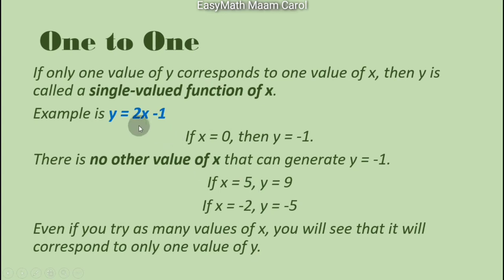Now, if x is equal to 5, pag pinalitan mo daw yun ng 5, so 2 times 5 is 10, 10 minus 1 is 9. Ang nag-generate niya na value ng y is 9. So, x is 5 corresponds to y equals 9. And then finally, pag pinalitan naman daw natin siya ng negative 2, so 2 times negative 2, that's negative 4. Negative 4 minus 1 is negative 5. So, negative 2 yung x, negative 5 yung y. So, even if you try as many values of x, you will see that it will correspond to one and only one value of y, and that is what you call a single-valued function of x, one-to-one correspondence.